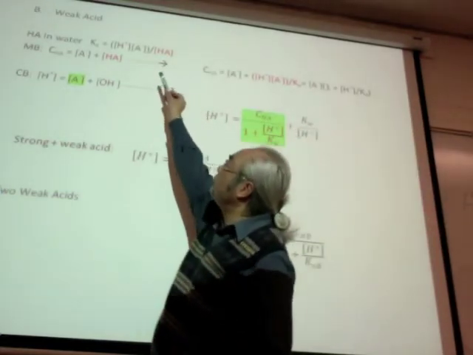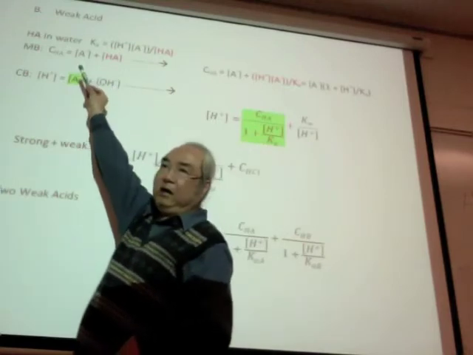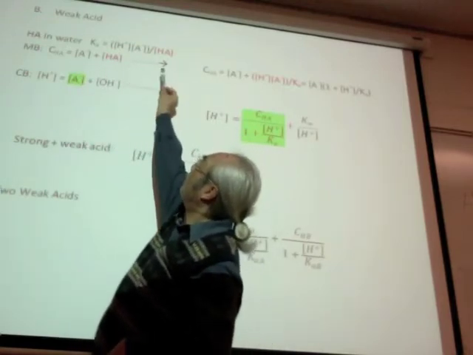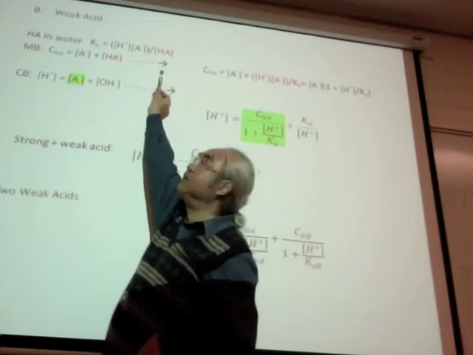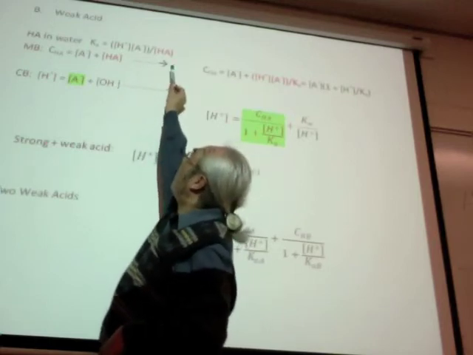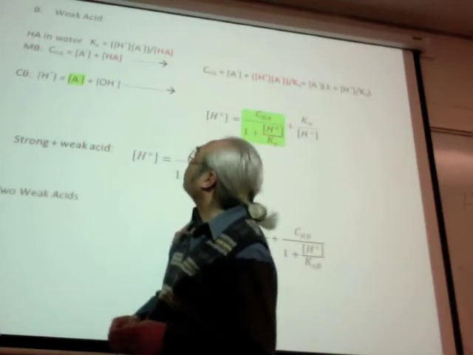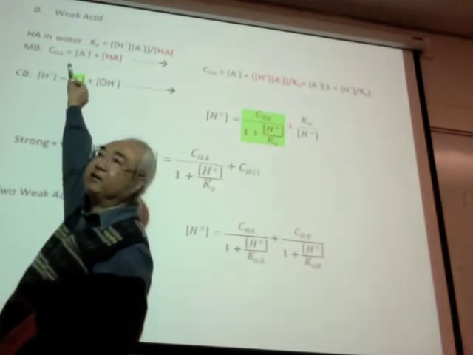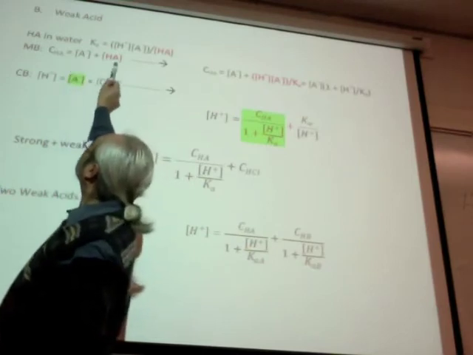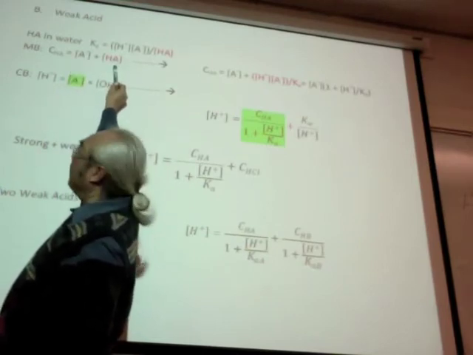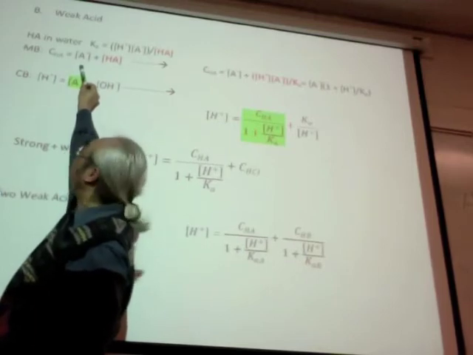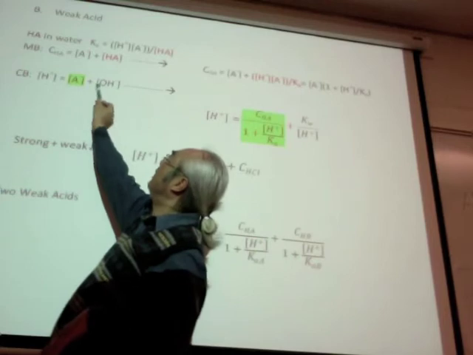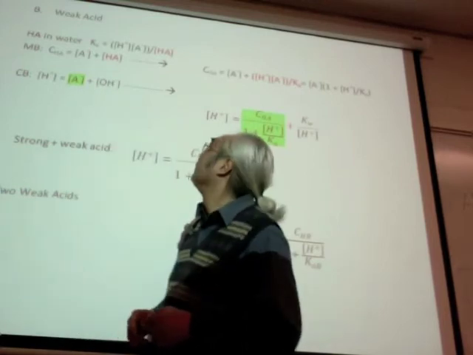Okay, so let's use a weak acid. So HA, weak acid in water, then you can write the Ka, the product over reactant like that. Then highlight the HA. Then write the mass balance expression: those not ionized versus those ionized, right? Then charge balance, the plus charge on one side, negative charge on the other side.